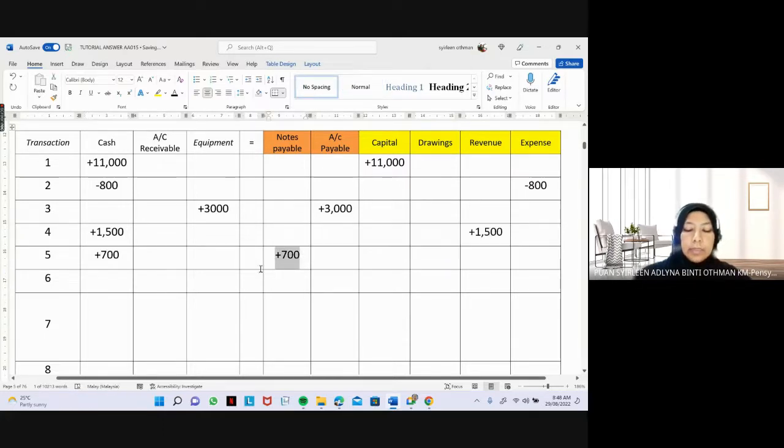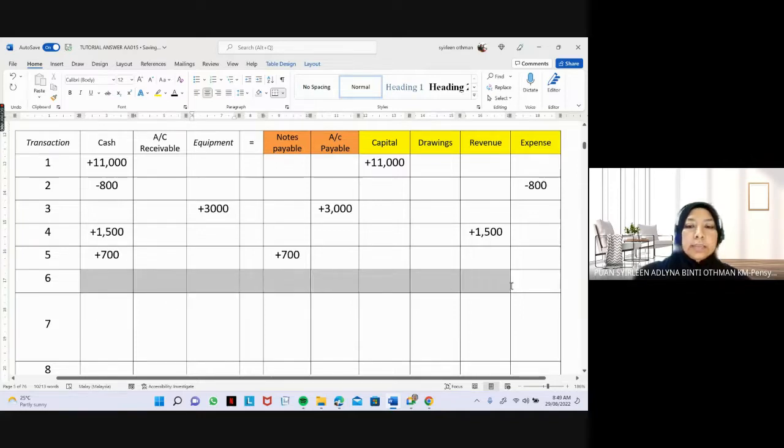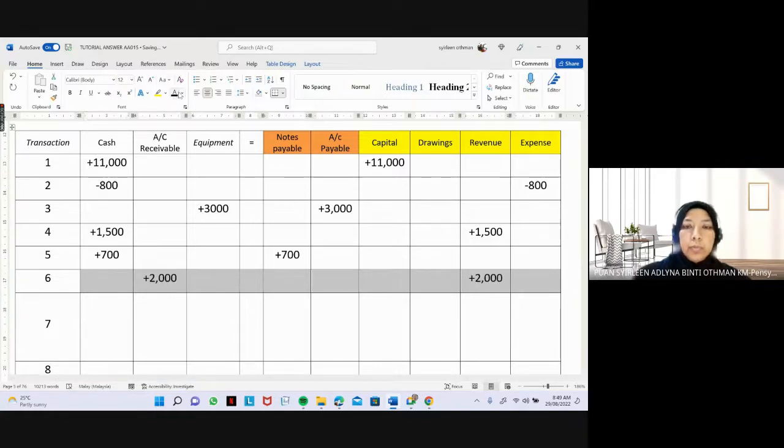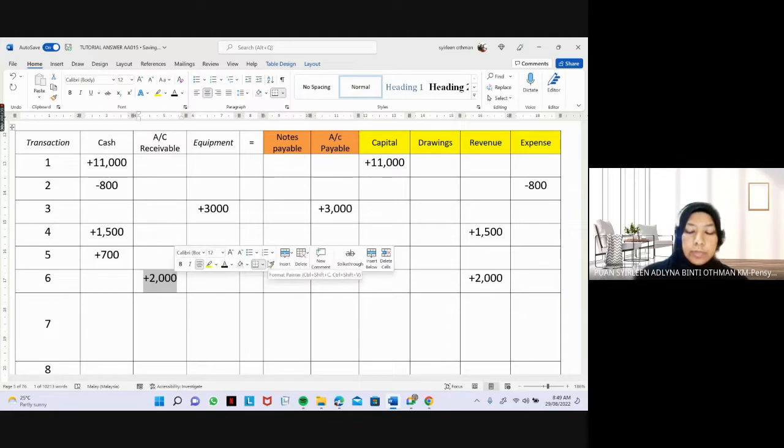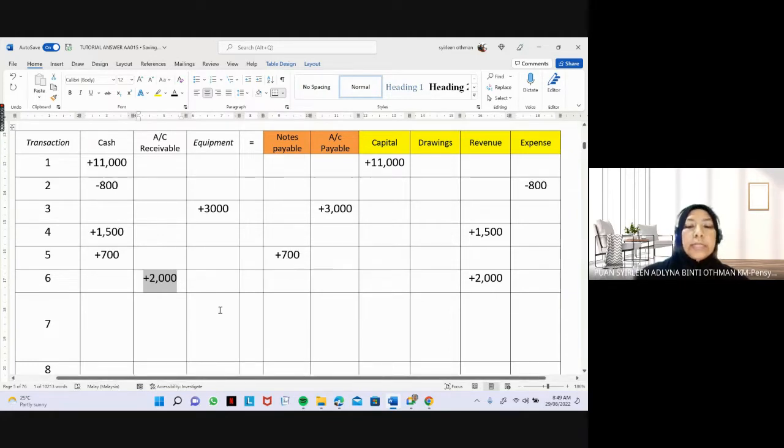Right? Okay, number 6, you perform legal services for client on account. So services dah buat. Jadi boleh declare. So revenue akan tambah RM2,000 di revenue or di capital. Alright? Tapi duit belum terima, so you akan tambah 2,000 di accounts receivable.